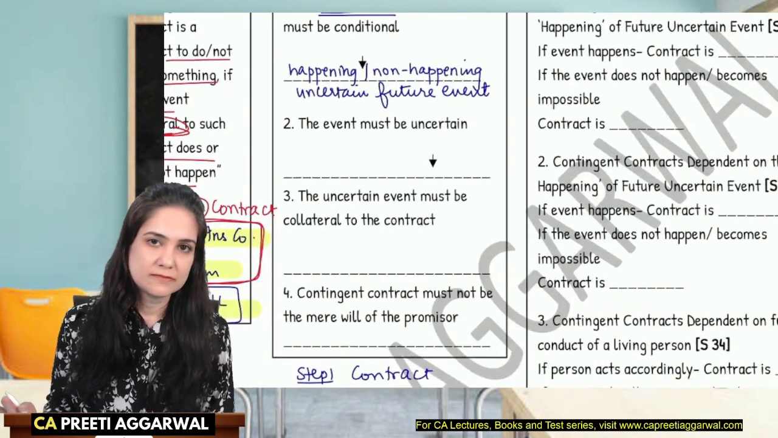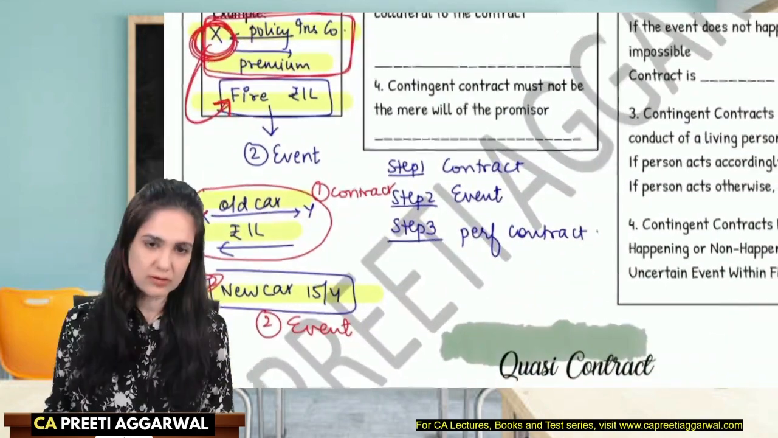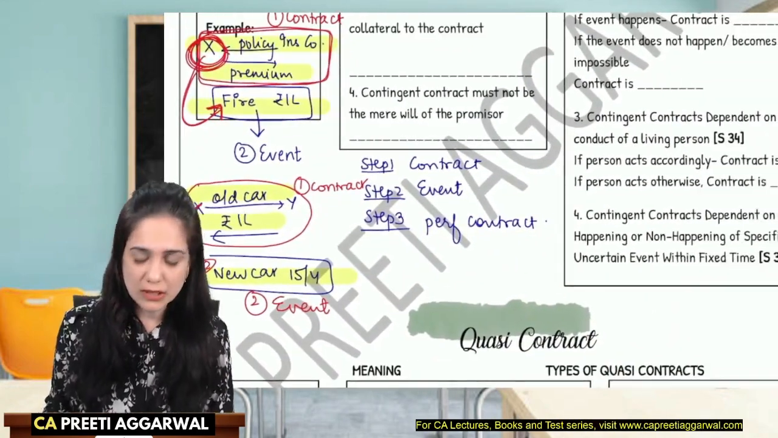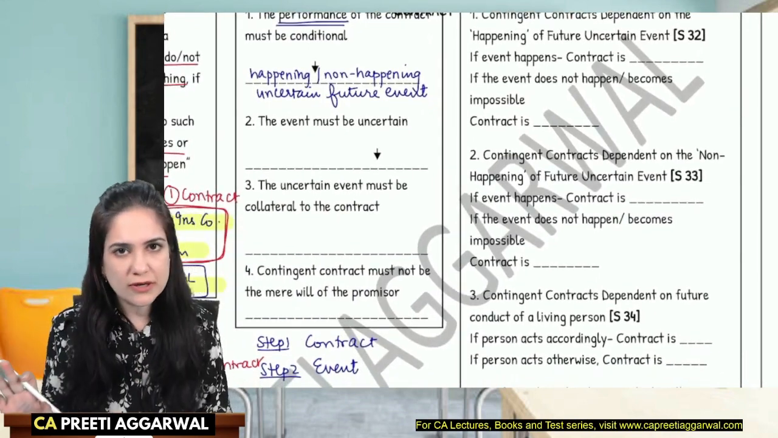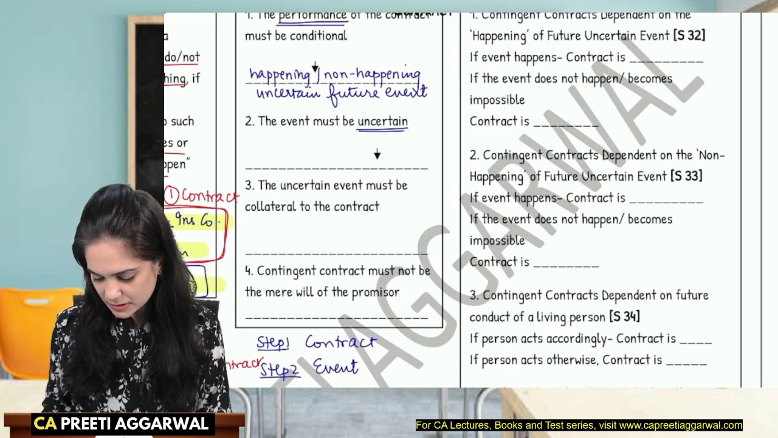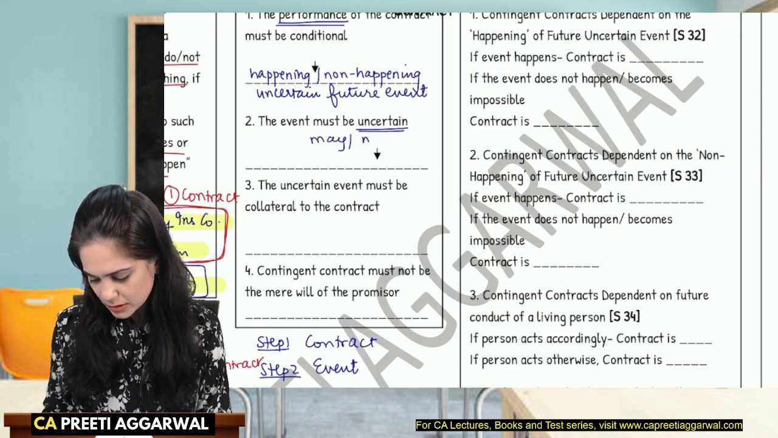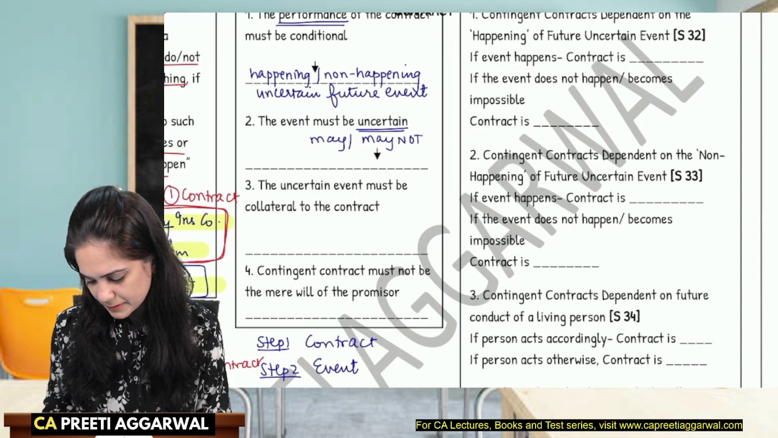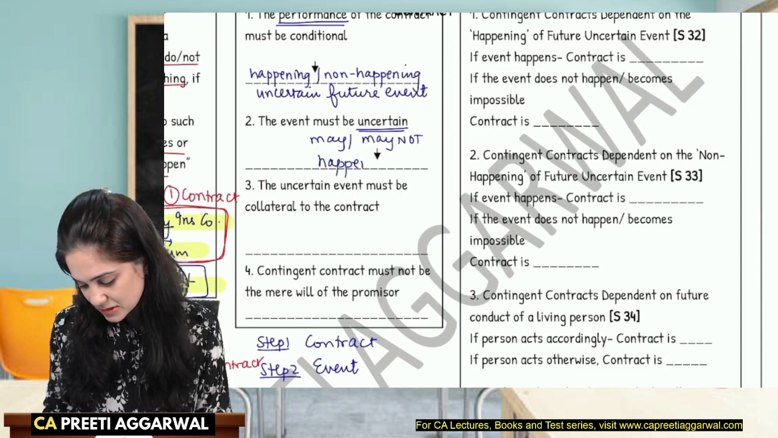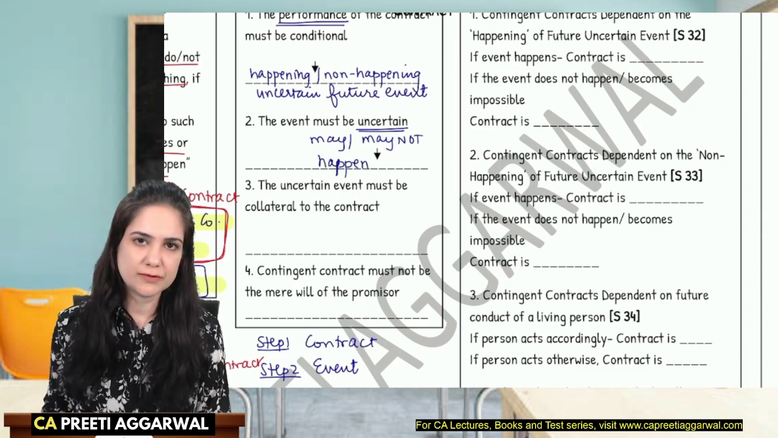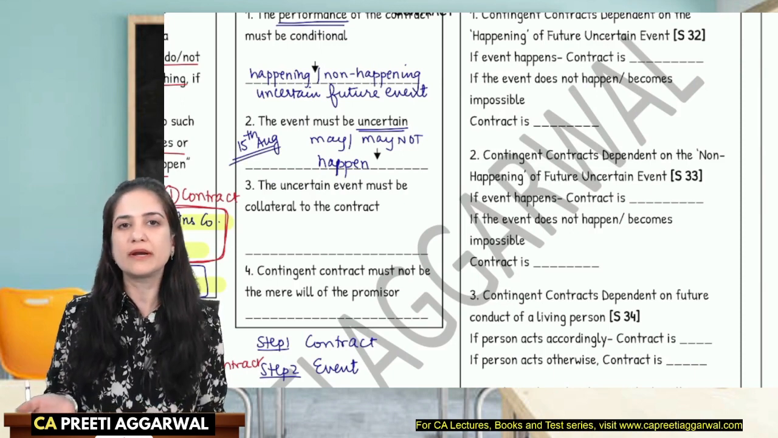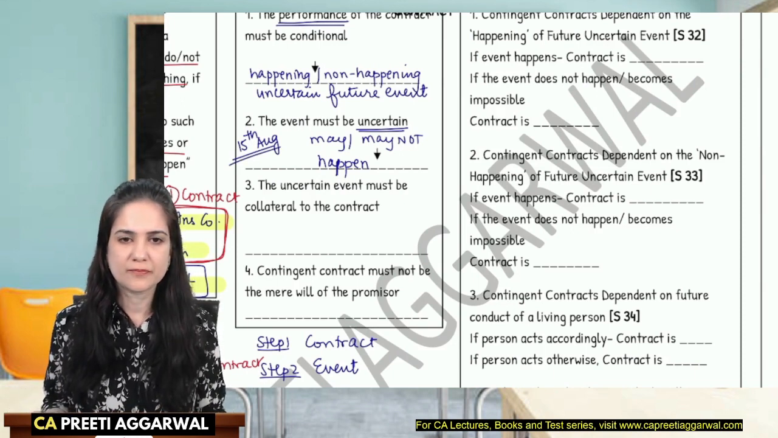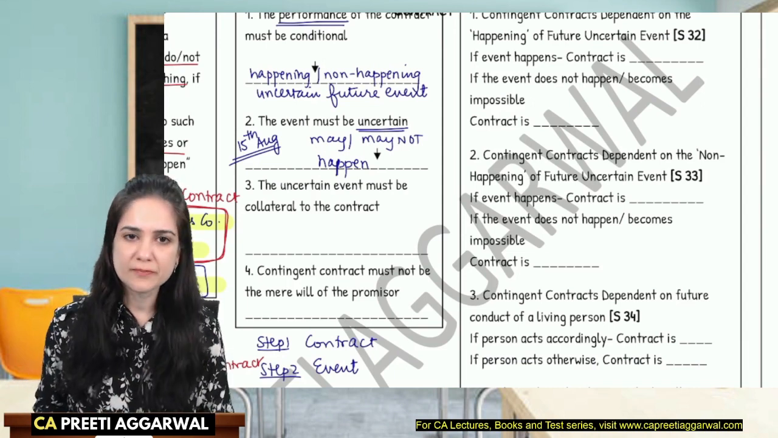Event must be uncertain. See, fire may occur, fire may not occur. I may get the new car, I may not get the new car. If I am very certain that the event is going to happen, then it is not a contingent contract. So, event must be uncertain. It may or it may not happen. Like, on 15th August, I will pay you 5,000 rupees if 15th August is declared as a holiday. I know 15th August is a holiday. It's not a contingent contract because the event is certainly going to happen.